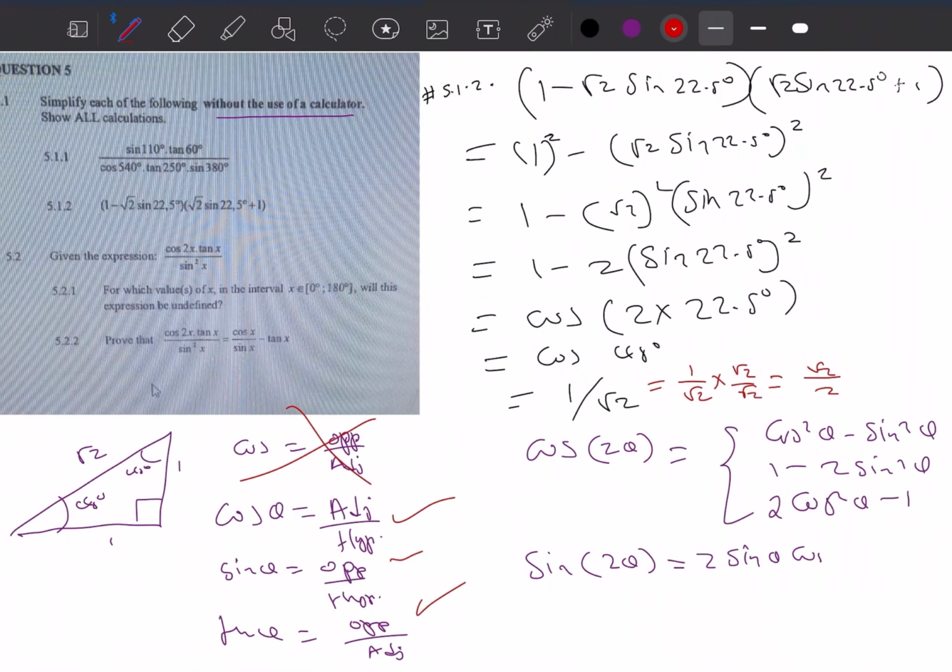And this is how the lecturers or the teachers will figure out whether you used the calculator or you didn't use the calculator. Because if you use the calculator, this is what you're going to get. But if you do not use the calculator, this is what you're going to get. Tricky, I know. Anyways, so let's go to 5.2.